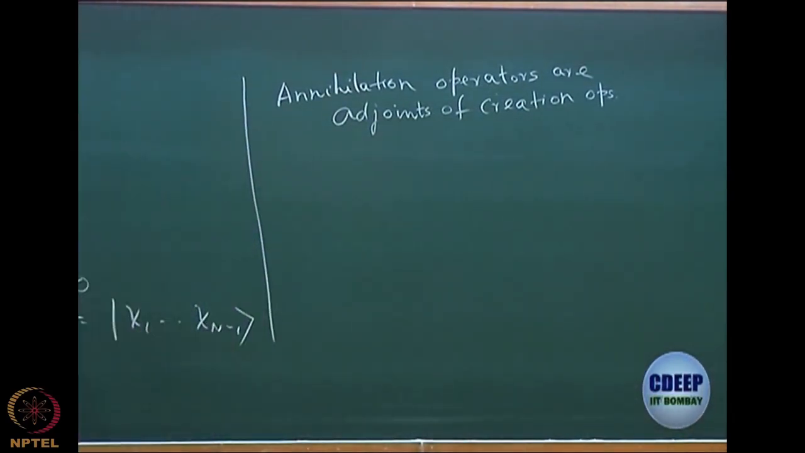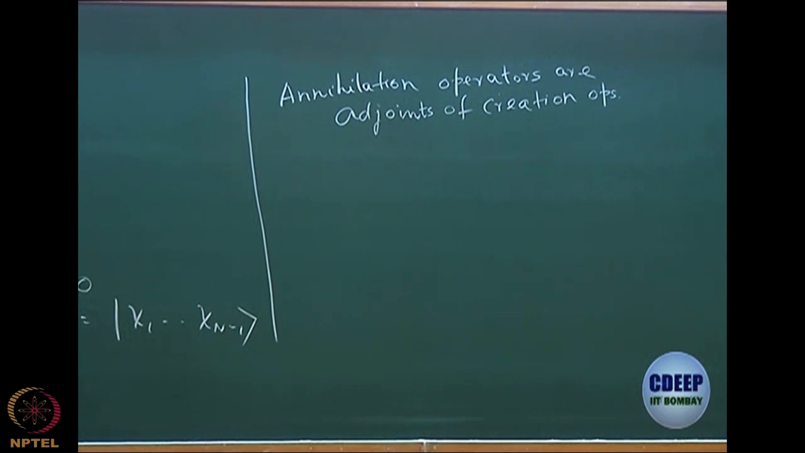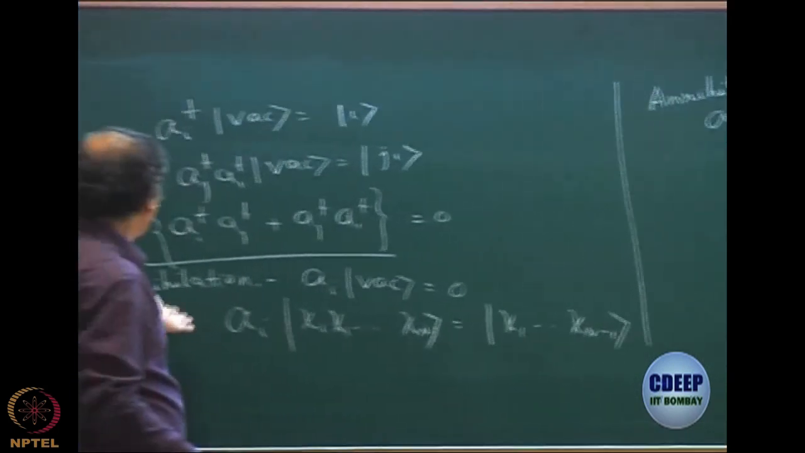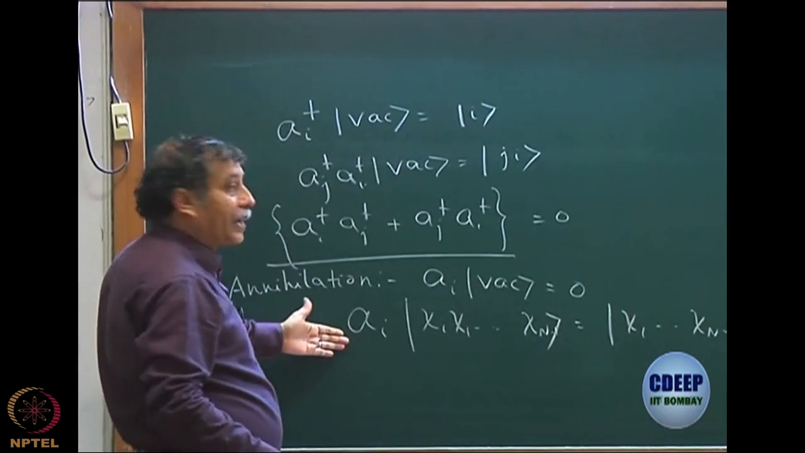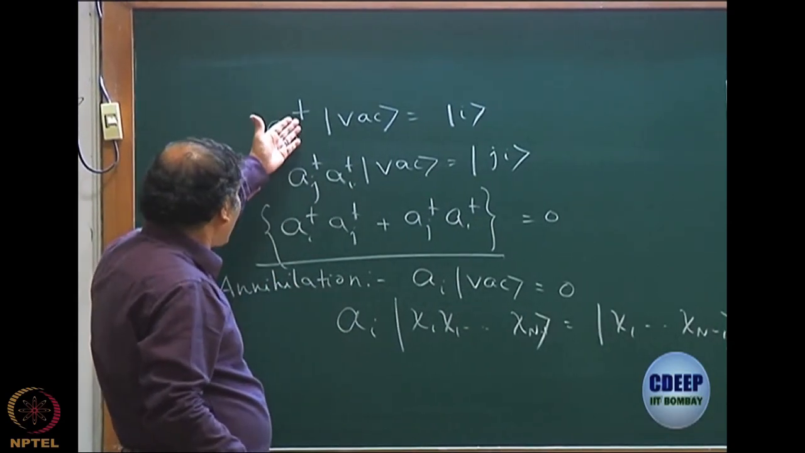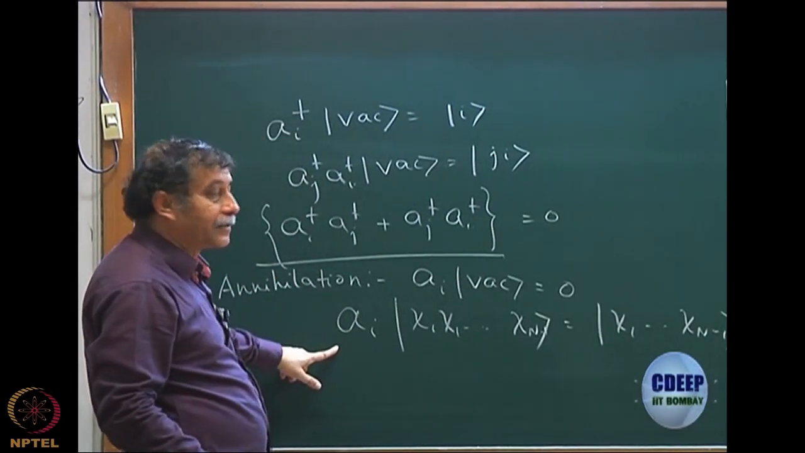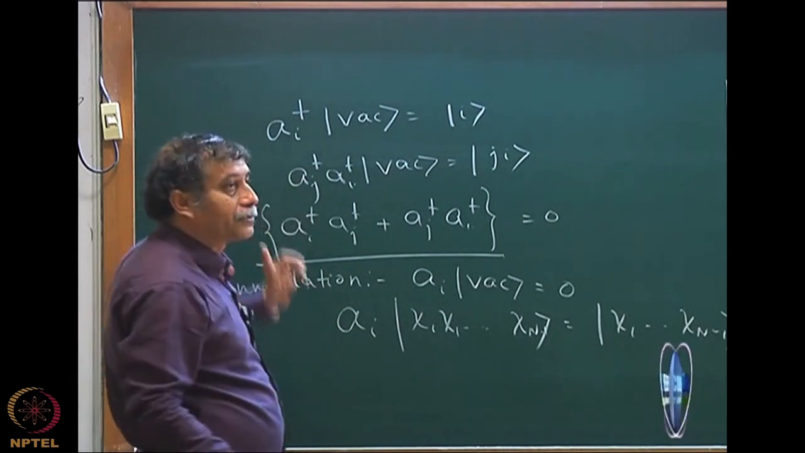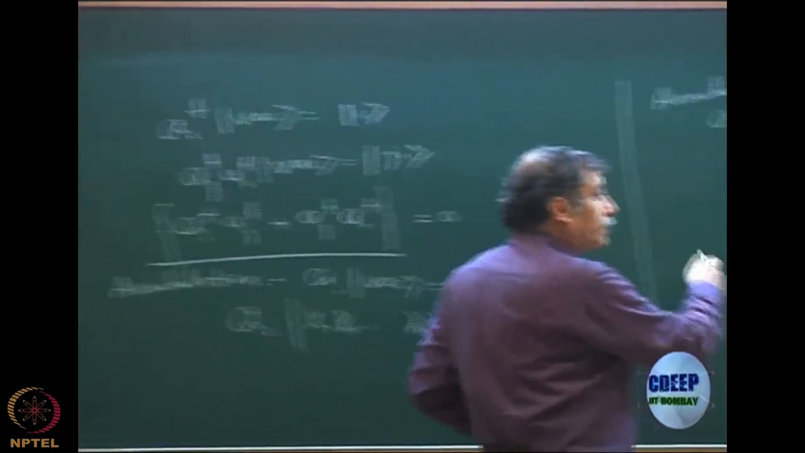Okay, so that is what we wanted to show. So, this is the definition of the annihilation operator. Why is it an annihilation operator? I have written now ai, but of course, this is ai dagger. So, it is deliberately written because I will now show that they are adjoints of this. So, we did that last time.